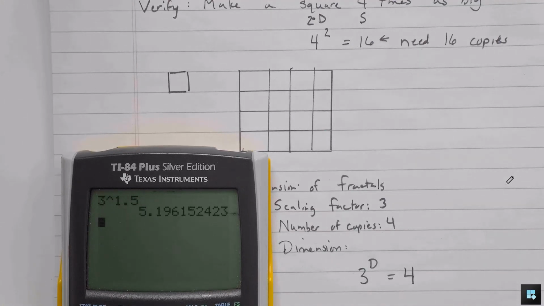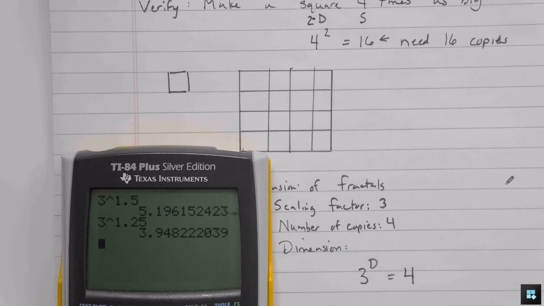That's not 4. That's a little too big. So I need a smaller exponent than 1.5, but bigger than 1. So let's try 3 to the 1.25. That's closer to 4. You should be able to get within 2 decimal places. Let's see if I can get a little closer.